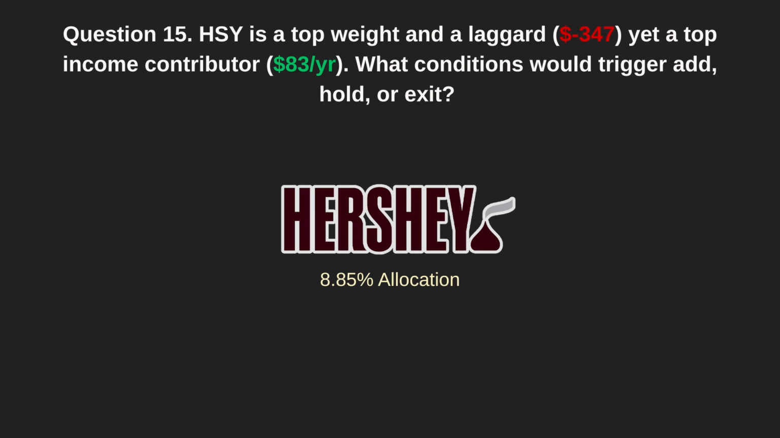Question 15. Hershey's is a top weight and a laggard. I am down $347, yet it's a top income contributor, $83 a year. What conditions will trigger add, hold, or exit? To be honest, I heavily bought Hershey's last year. Right now, it's a hold. When the company recovers in price, it causes the allocation to go up, making it the largest holding in my portfolio. It is a great company to own, and for me, it's the best consumer staple out there.